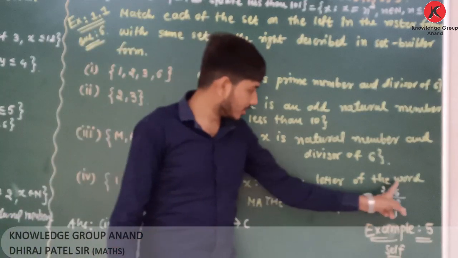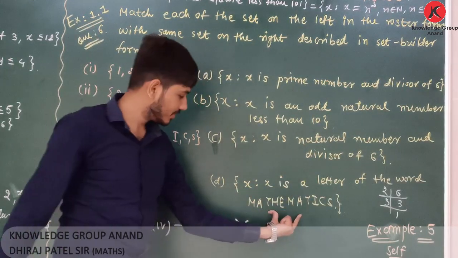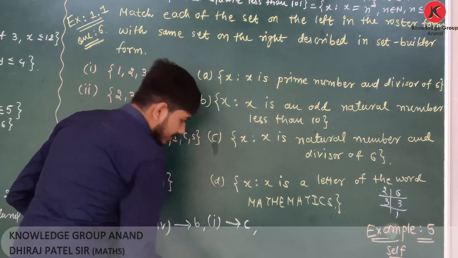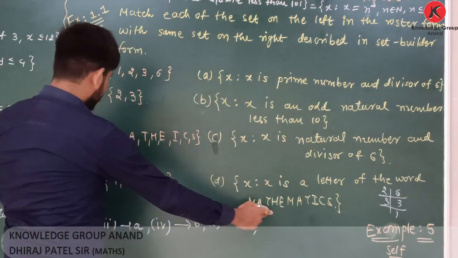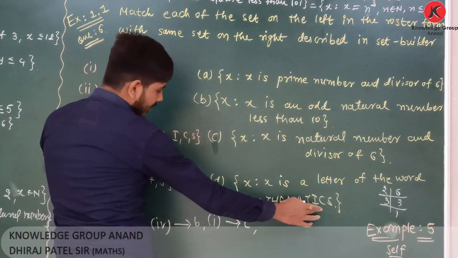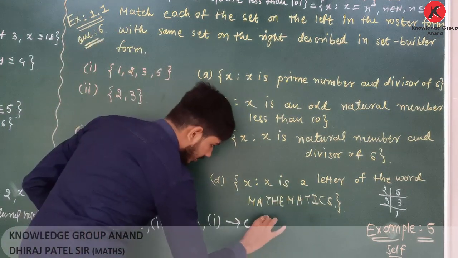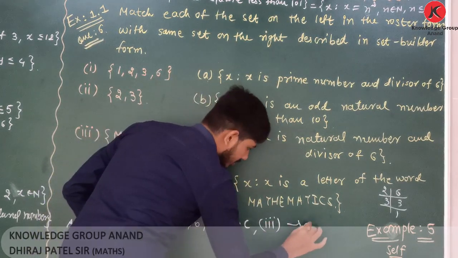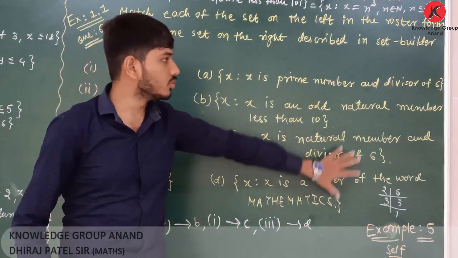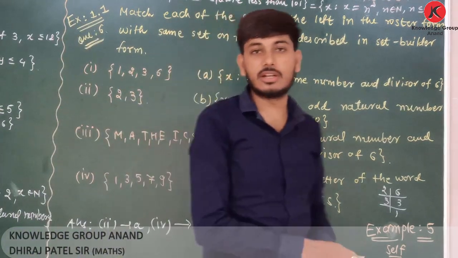x is a letter of the word mathematics. You know that this question was already done by you in the previous lecture. Mathematics, therefore we can write M, A, T, H, E, M, A already there, T already there, therefore I, C and S. Okay, so this one is matched with third one, third matched with E. So this is your answer. For finding the answer, you have to write the set builder form in roster form. This is the simple and quite easy method.